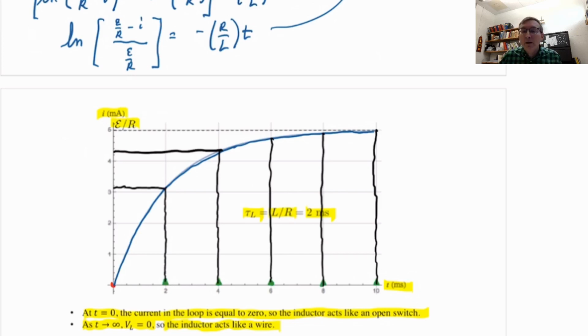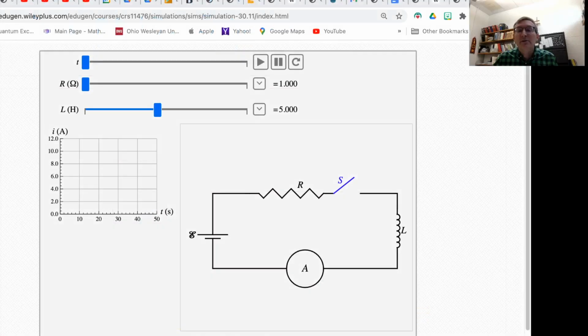Let me show you a Wiley Plus animation of an RL circuit. Battery with EMF E, resistor with resistance R, inductor with inductance L, and an ammeter that measures the current going around. And I can set the resistance in ohms and the inductance in henries. You can see them there on the sliders. And all I have to do is run the animation. That will close the switch at time 0. The current will then initially be 0, and it will ramp up to its final value. And we'll see that on the plot. So let me run the animation.